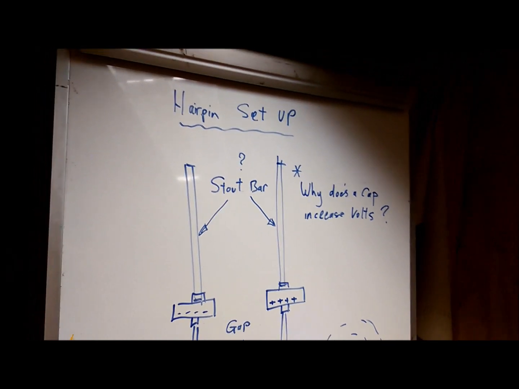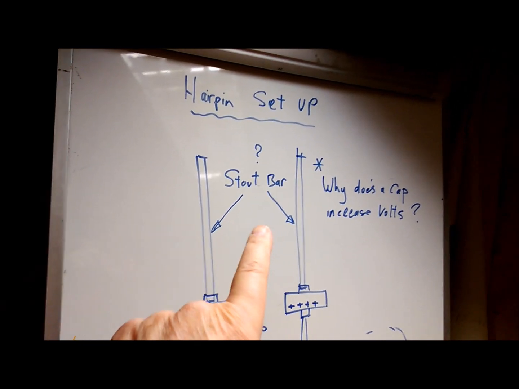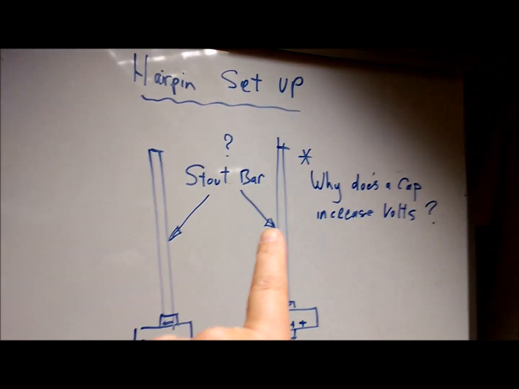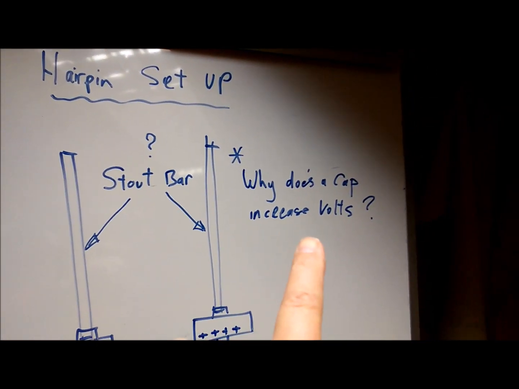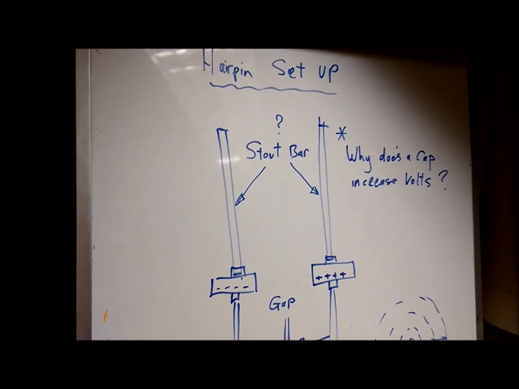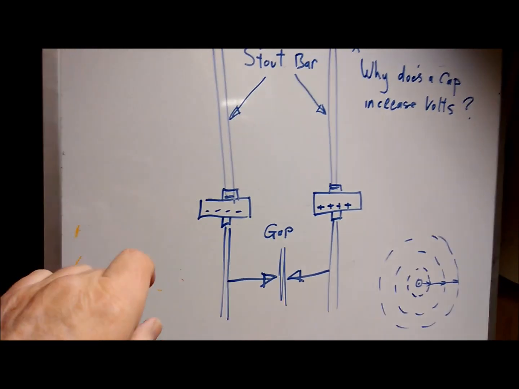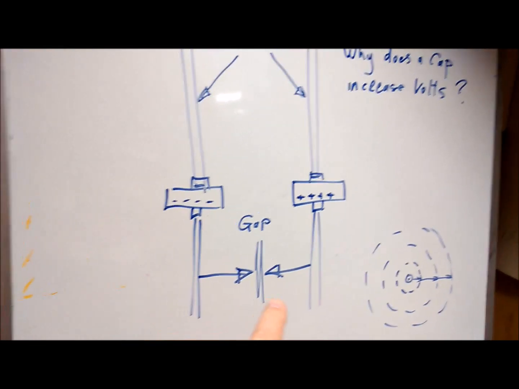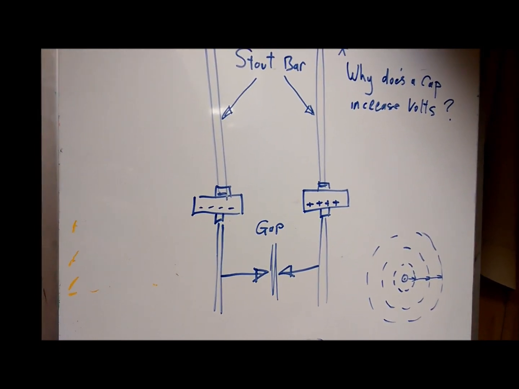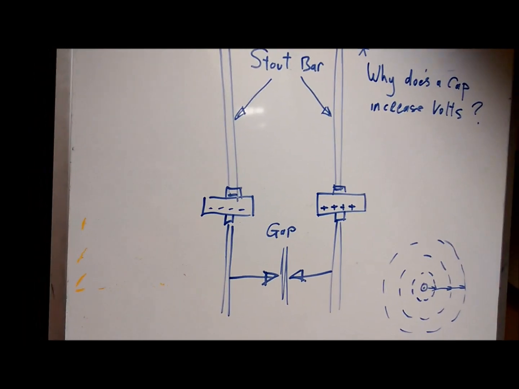So I've been asking myself some key questions. Why did Tesla used to call it the Stout bar experiment? And also, why do capacitors increase the volts? And I've come to realise that what's going on at the capacitor, and particularly at the spark gap, is dielectric discharge. That's it. It's dielectric discharge. Call it lightning or whatever.